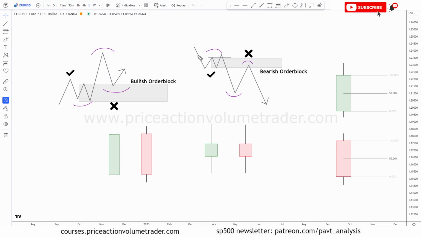We have a market, in this case, let's say it's trending down. Then we have a consolidation here, a candle or series of candles, depending on what time frame you're looking at. And then we have a move up that then causes an impulsive move down that breaks this market structure to the downside.